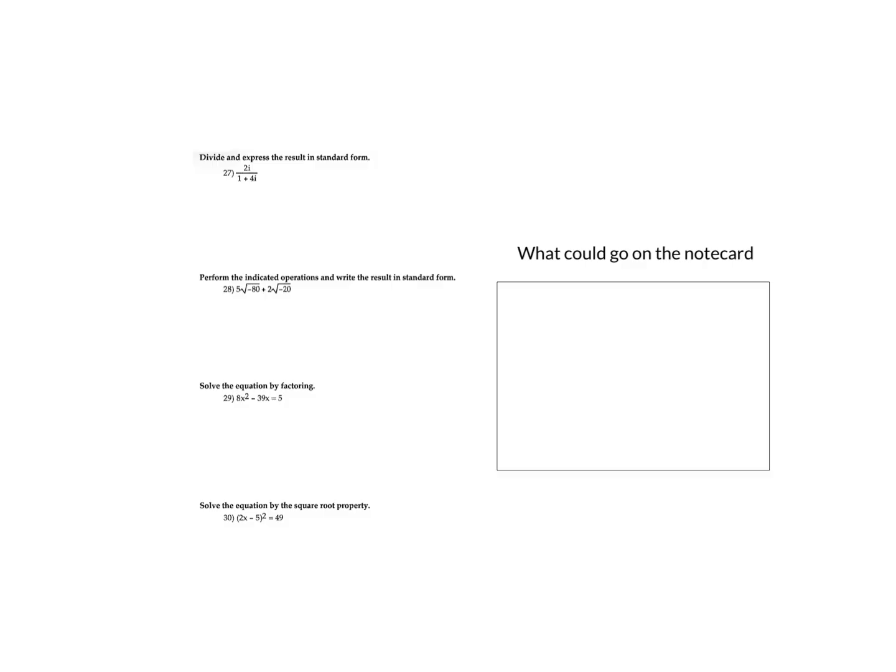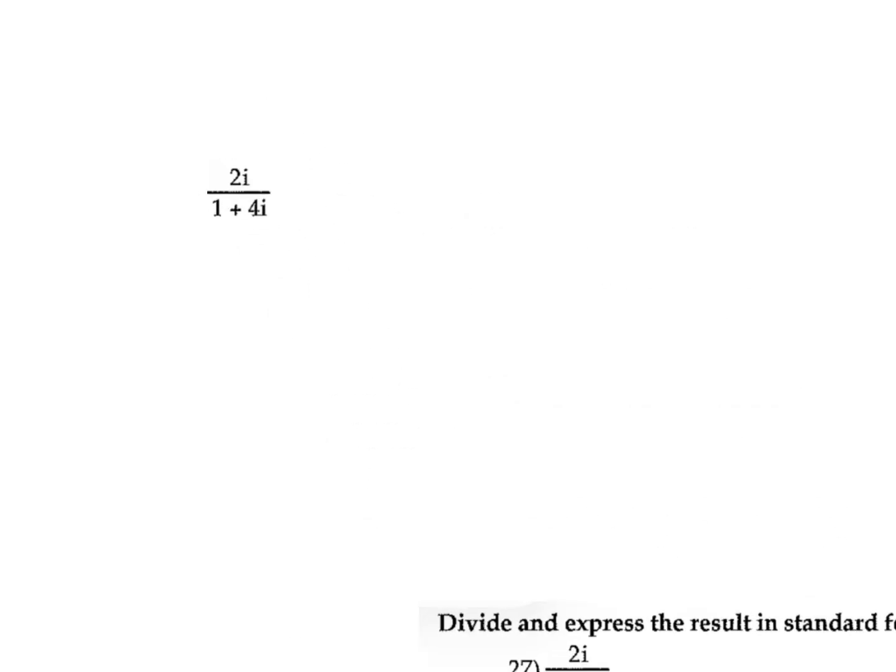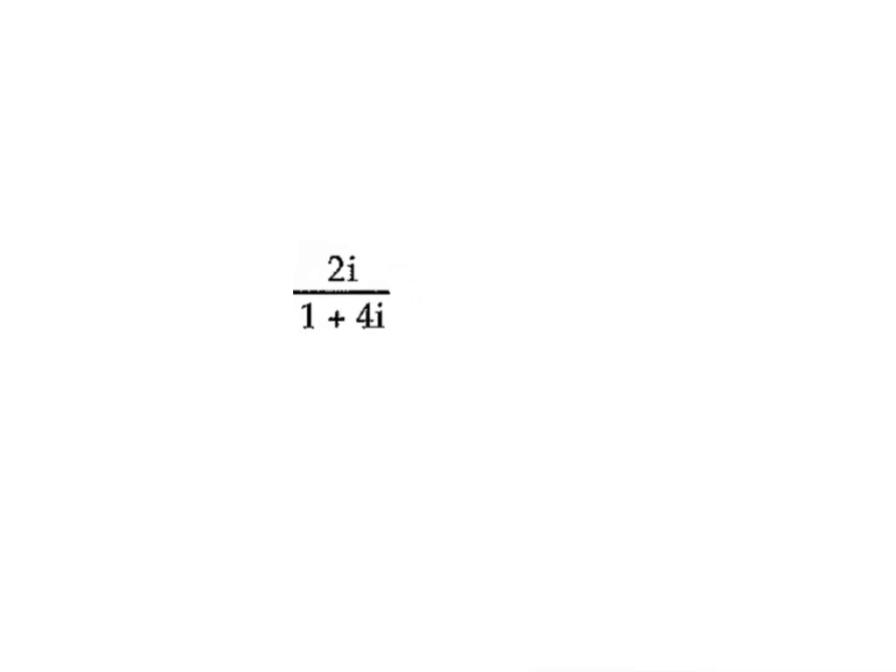Okay, divide and express the result in standard form. So typically they don't like when you have an i on the bottom. It's very similar to what you'd have to do if there was a radical on the bottom. If there's an i on the bottom, you have to get rid of the i that's on the bottom. The way that you do that is you multiply the binomial that's on the bottom by what's called the conjugate. And the conjugate, as I explained before, is the same thing on the ends, except it's the opposite operation in the middle.